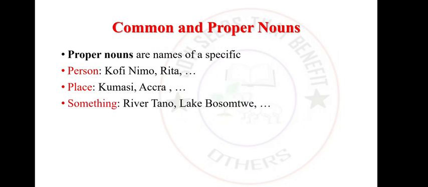We have something like rivers, lakes, or I may say water bodies. The names of such specific water bodies are also proper nouns. So I may say Lake Bosomonpin. I may say Kintampo waterfall. The moment I mention waterfall, it applies to all water bodies that appear to be falling the way you see waterfall. But the moment I mention Kintampo waterfall, that makes it a proper noun.